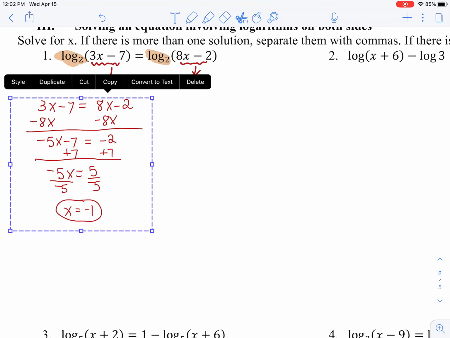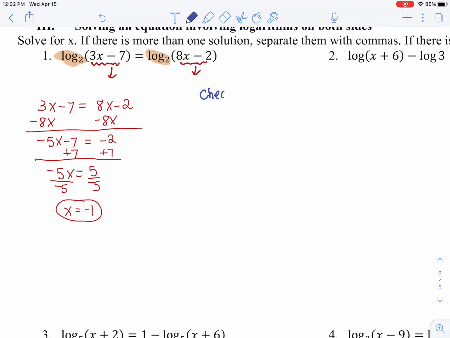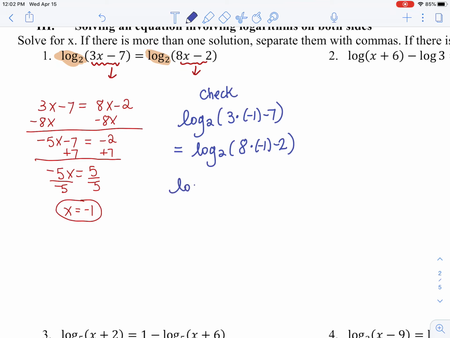I don't know if that's the solution just yet. So what I'm going to do is plug this back in and see if that's really the solution. So let's be good about checking solutions again. Check. I'm going to see what is log base 2 of 3 times negative 1 minus 7, and see if that's really equal to log base 2 of 8 times negative 1 minus 2, okay? The left side is going to be log base 2 of negative 3 minus 7.